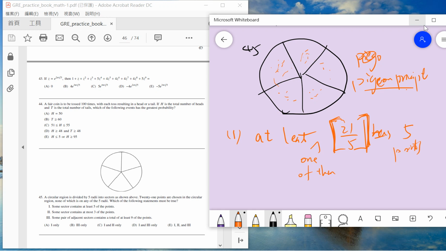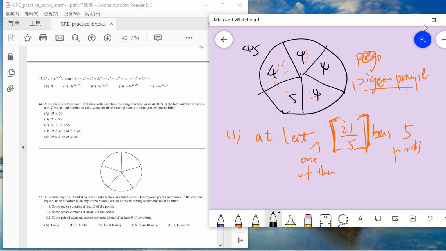The second one says some sector contains at most 3 of the points. This is definitely not correct, because I can assign to the regions 4, 4, 4, 4, 5, and the sum of them is 21, but none of them contains at most 3 of the points. So the first one is correct, and the second one is false.